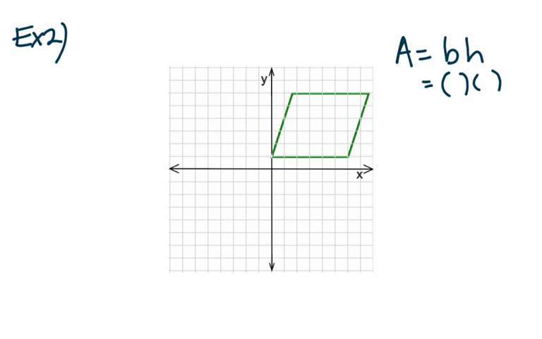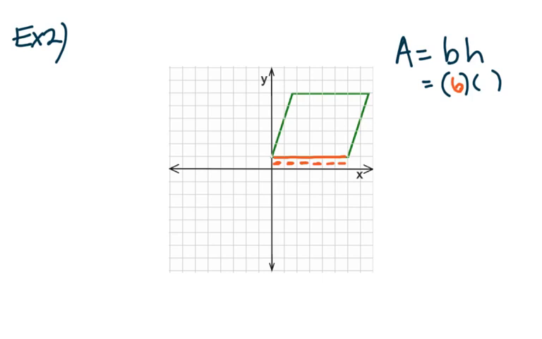All right, so for the base, if this is our base, let's count our units. 1, 2, 3, 4, 5, 6. Notice I'm counting the boxes, not the lines. Now the height is a little more tricky. Remember, we want a straight up and down measurement for the height.